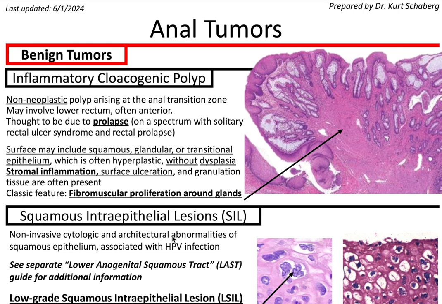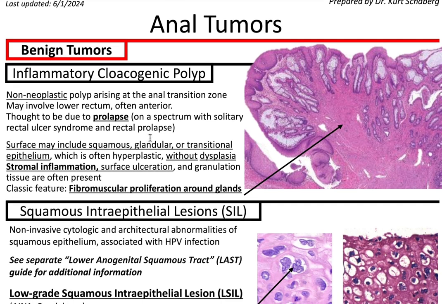Our rapid recall, anal tumors, benign tumors. We talked about inflammatory cloacogenic polyp. It's non-neoplastic. It's thought to be due to prolapse. Surface may include squamous, glandular, or transitional epithelium. Without dysplasia, stromal inflammation and surface ulceration are often present, and you can see fibromuscular proliferation around glands.